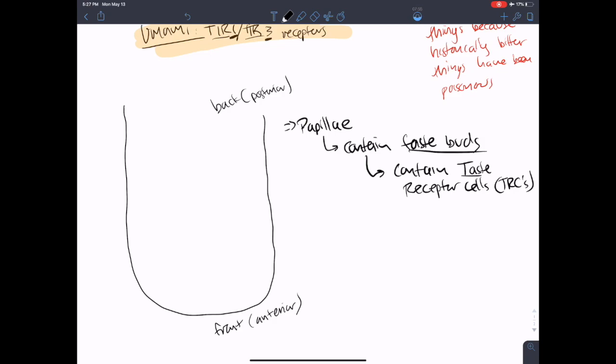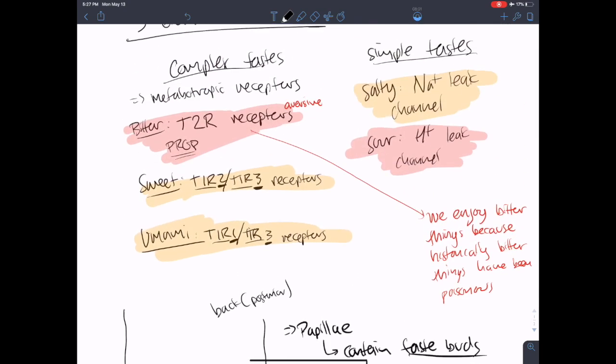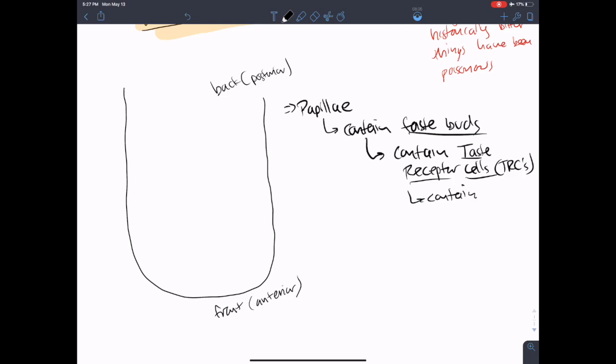These taste receptor cells contain the proteins that I talked about. So these receptors, like T1R2, T1R3 for sweet taste receptor cells, and each taste receptor cell corresponds to a specific type of taste. So there's sweet cells, there's bitter cells, there's salty cells, stuff like that. But the way the papillae are organized on the tongue is you have three main regions.